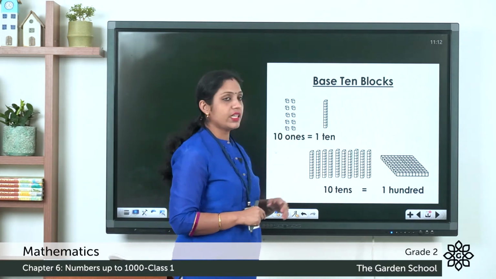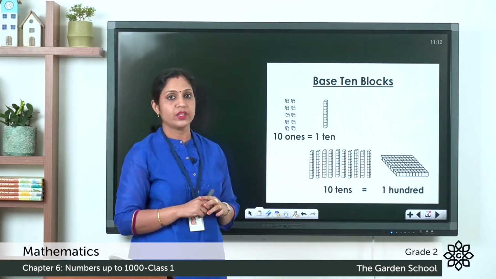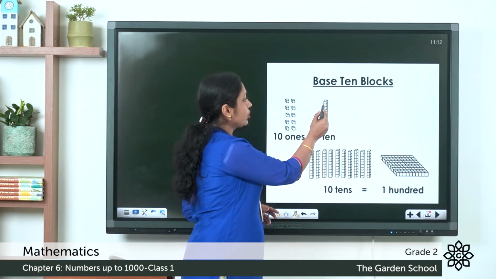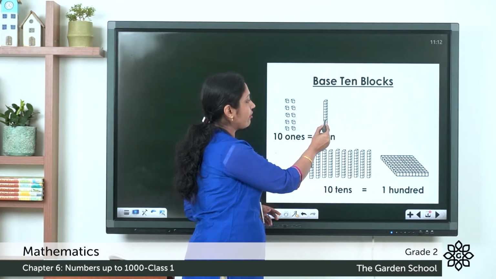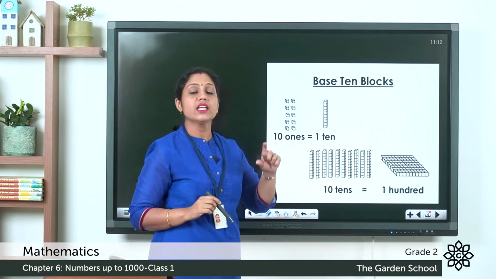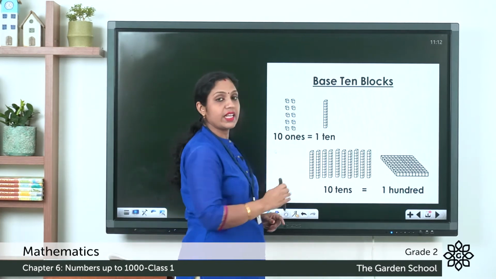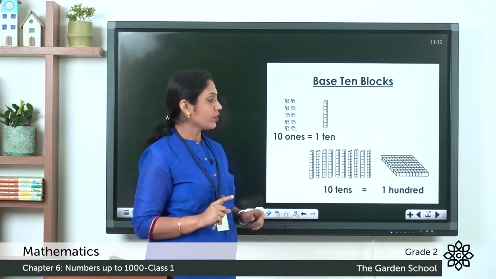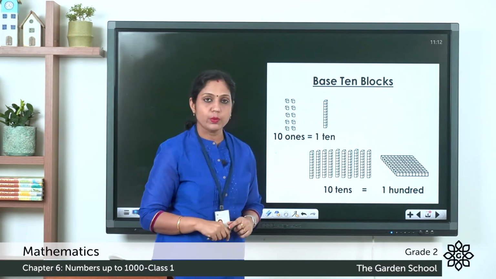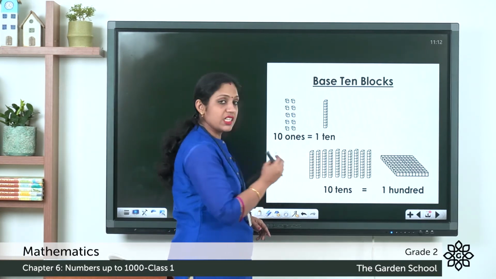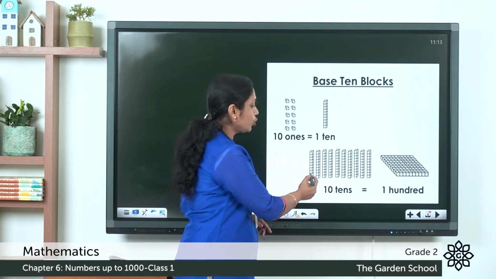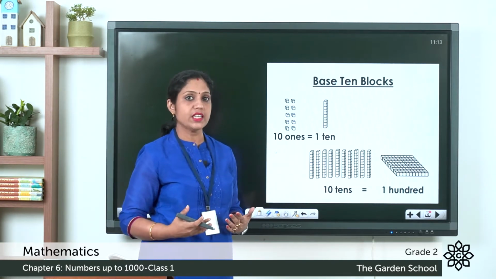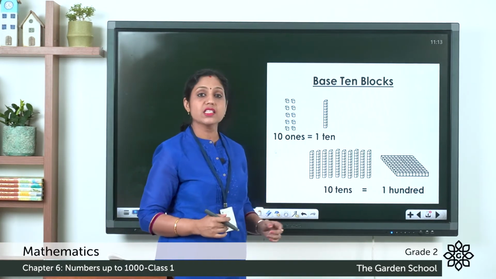Here you can see again a block of 10. Here how many blocks are there? 1, 2, 3, 4, 5, 6, 7, 8, 9, 10. So there are 10 blocks and this block we say as 10. Here how many tens are you able to see? See, this block represents 10. So 2 blocks, how much will it represent? So 10 plus 10 is 20.